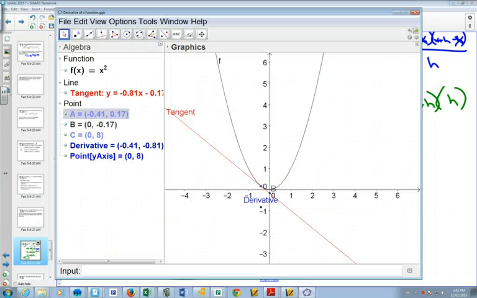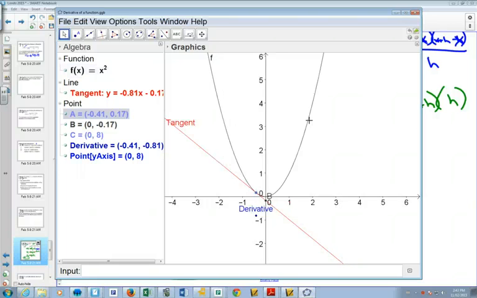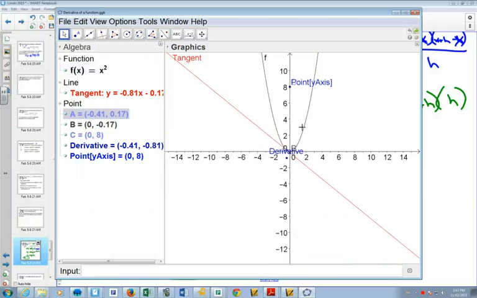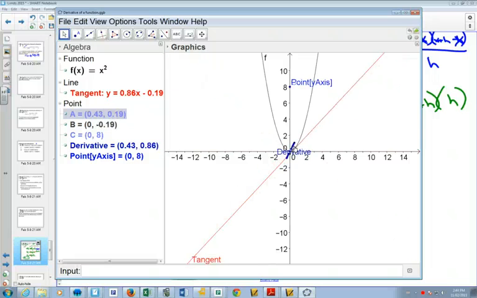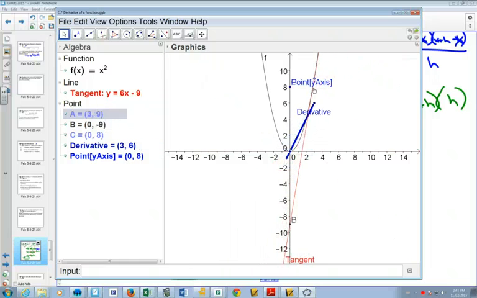Now we go back to our graph here. I'm going to have to zoom out a little bit here so you can see 3 comma 9. If I drag this point all the way until I get to 3 comma 9 right there, okay, it's telling me that the equation of the tangent is 6x minus 9. And we can see that the slope would be 6.